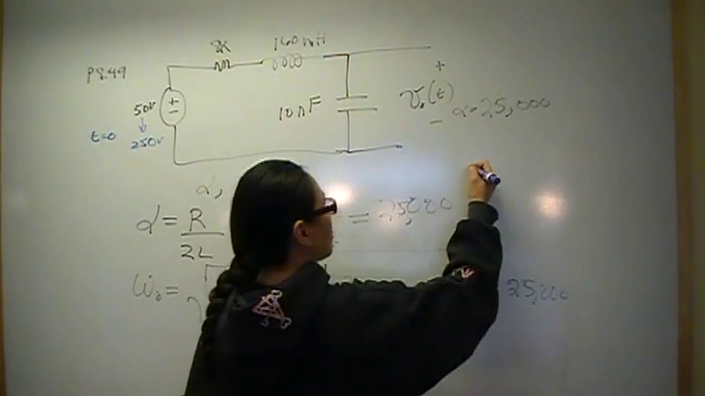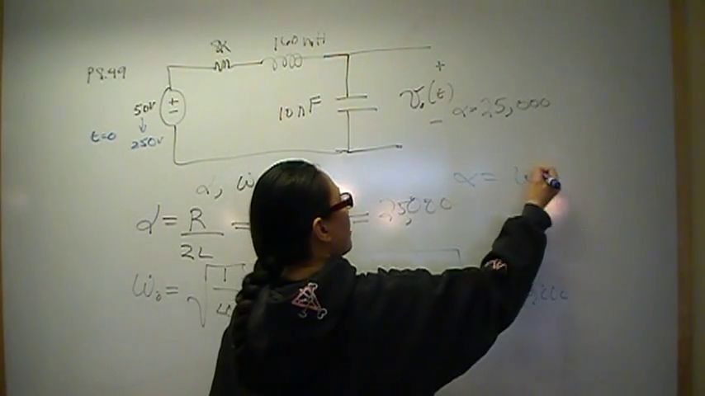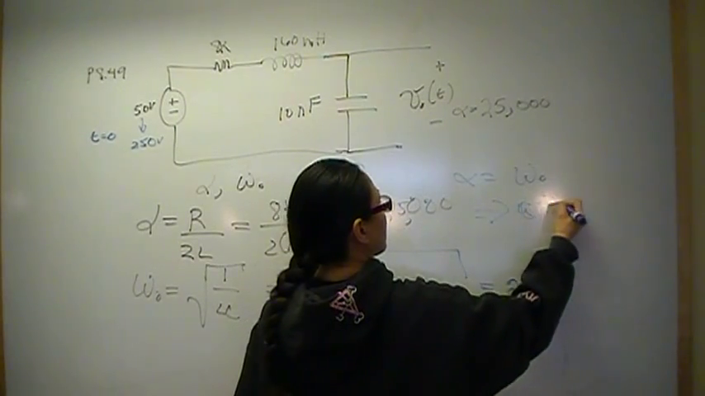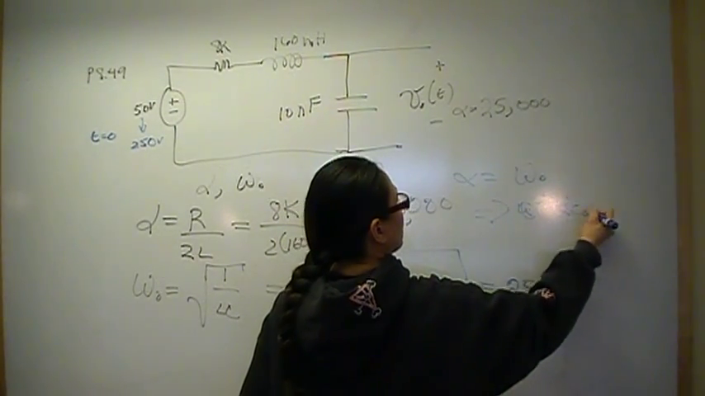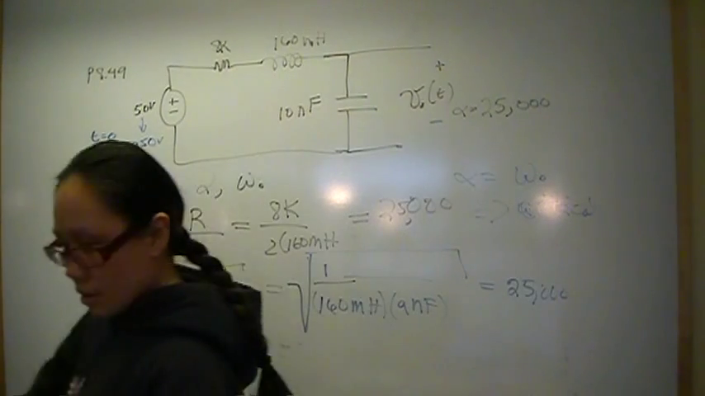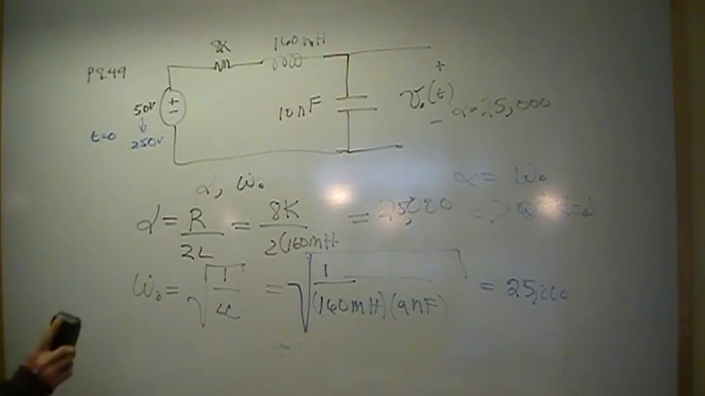So we have a case where alpha is equal to omega naught, so that means we have a critically damped response. So we have a critically damped response circuit. That narrows down our equations by quite a bit. So now we know what equations the response will take the format of.